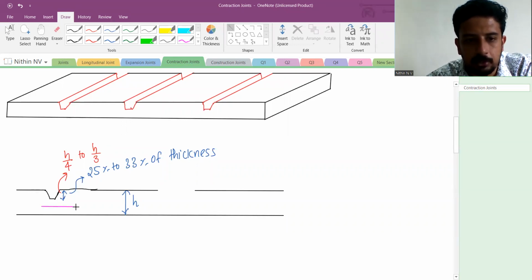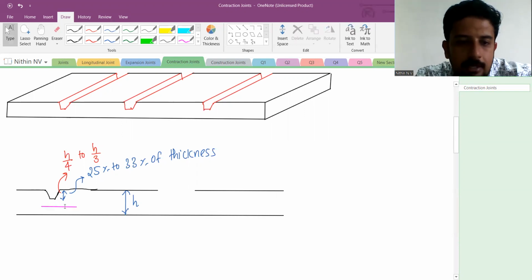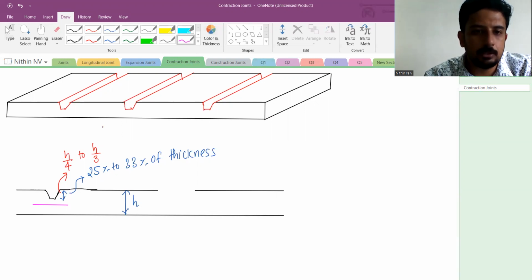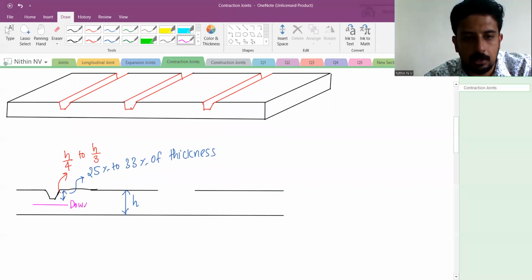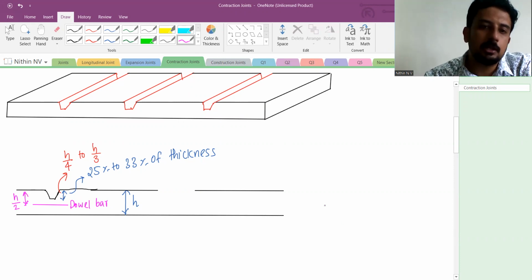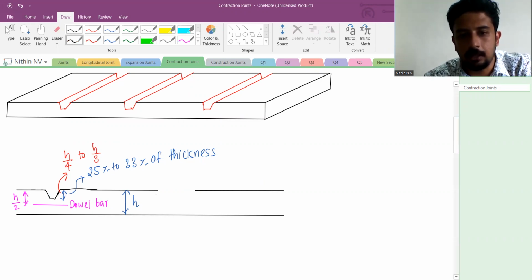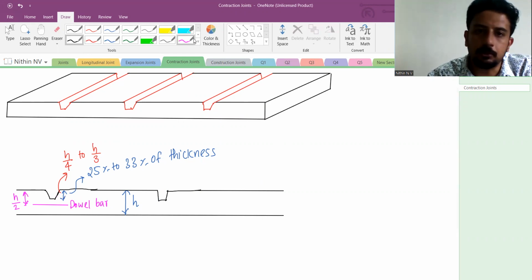Below the expansion joint, we have kept a dowel bar, no? So similarly here also, at the middle depth, we are going to give another dowel bar. Just note this down. A dowel bar will be placed at h by 2, which means exactly at middle depth, 50%, then till 25 to 33%, or h by 4 to h by 3, we are going to make a groove. Understood? Similarly, so many grooves will be there. Now, how many grooves are we going to provide? That we are going to calculate now.